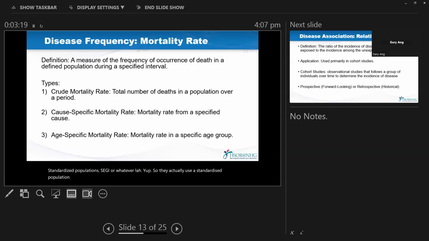There are two ways of standardization. One is called direct, one is called indirect. I'm not sure we'll cover it today, but we will cover this. Okay, any questions before we move on? I think we stop here, if I'm not wrong. Mortality rate.